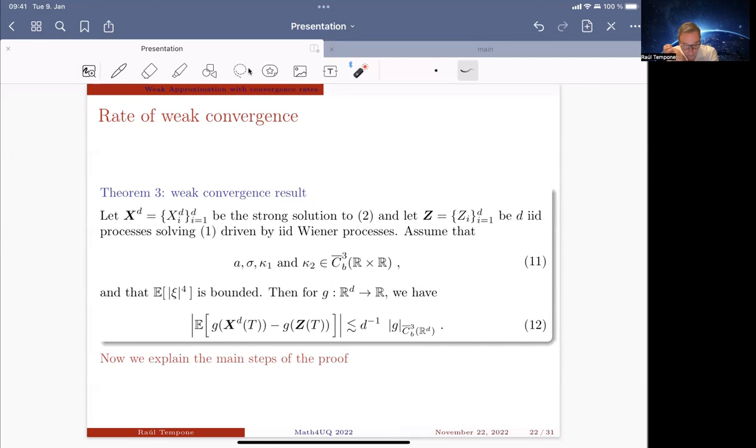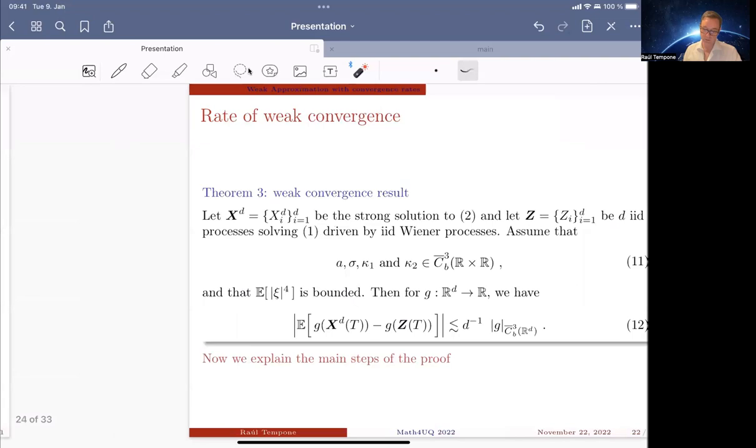And this is the one for which I'm going to spend a couple of minutes explaining the proof. Let's consider a particle system with the particles, and this is the strong solution of the coupled system two, the size D system. And let's say with the components as well, be identically distributed independent processes solving the McKean-Vlasov equation, driven by the same noise that is driving X^{D,i}. Okay, so this is the shadow system that I was putting at the beginning.